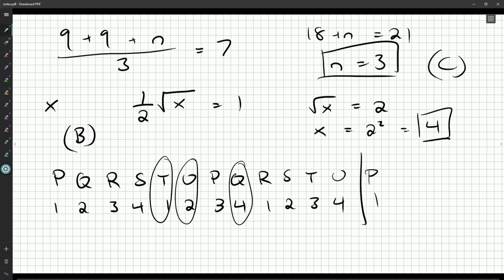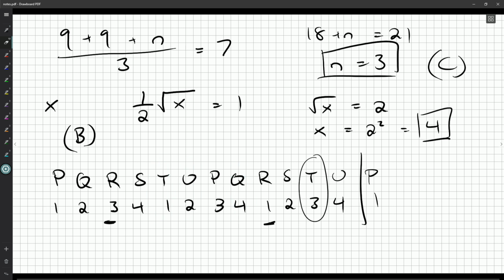R2 and T3. So T3, but I don't see R2. I see R1 and R3. And if we take a step back, we see that D must be the answer.